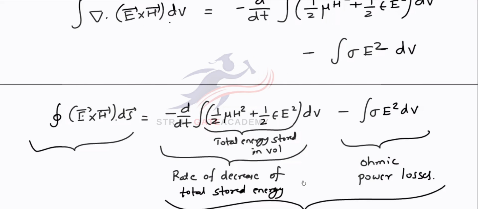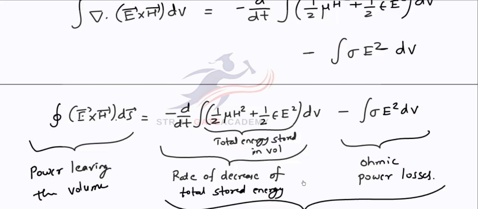Now, to satisfy this equation, if the right hand side is indicating power, then the left hand side must also be a power. And since you have divergence over here, it is obvious that this is the power leaving the volume. Now, why this is power, it will be proved. I'll prove it.